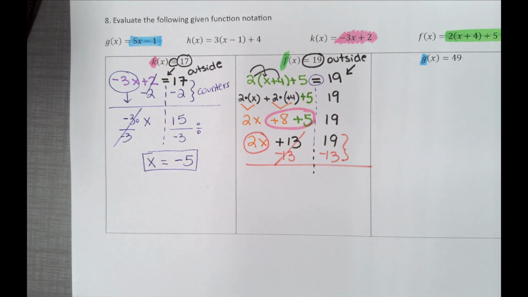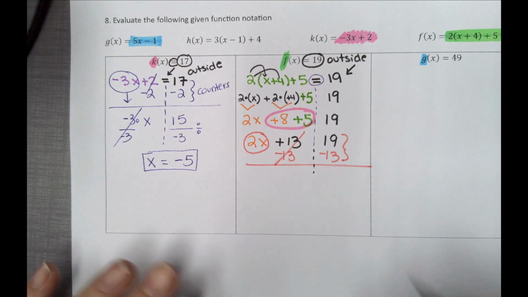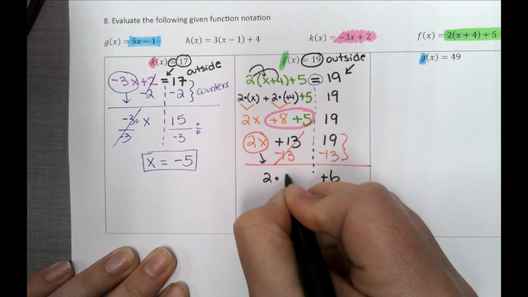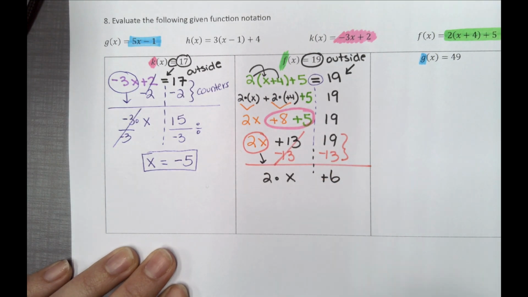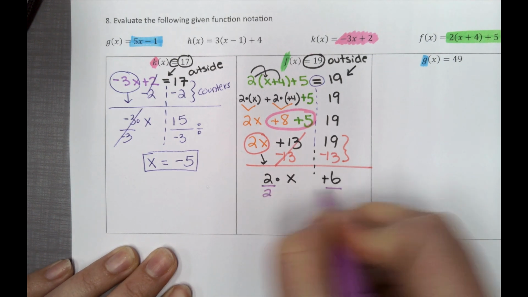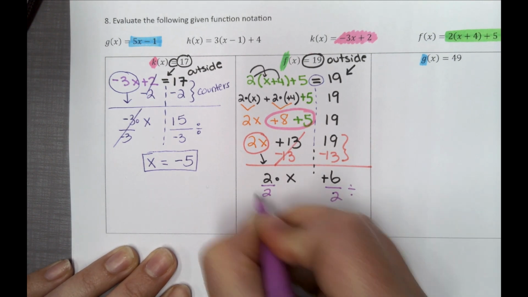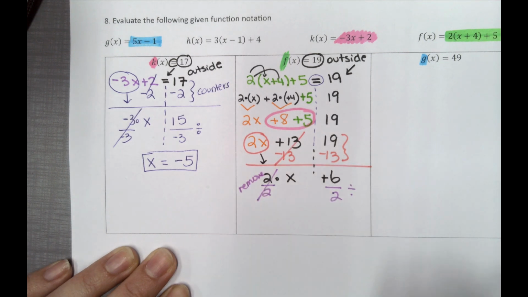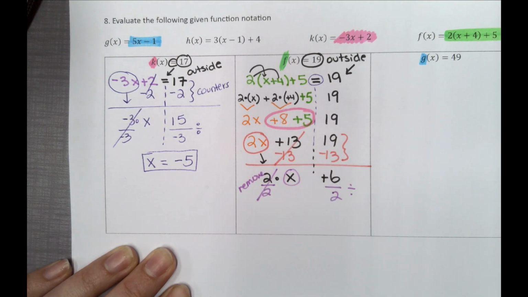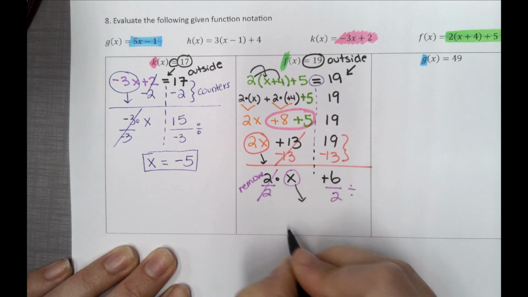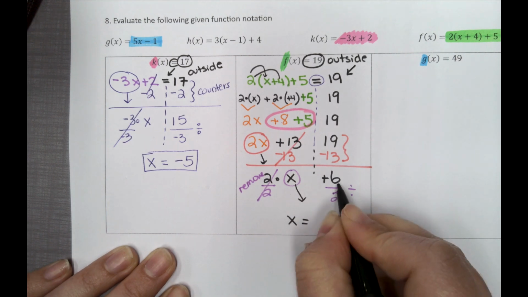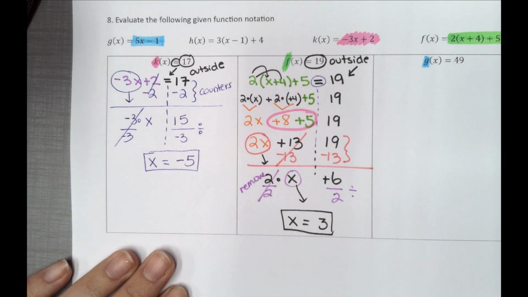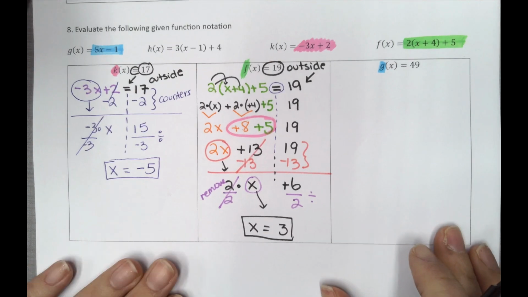13, 14, 15, 16, 17, 18, 19. We get 6 positive here. Bring down the 2 times x. Our goal here is to divide by 2 to remove it. And here, our goal is to divide. And here, we bring down our x. Same or different? Same. So our answer is going to be positive, and we have 6 divided by 2 is 3. Let's do one more.